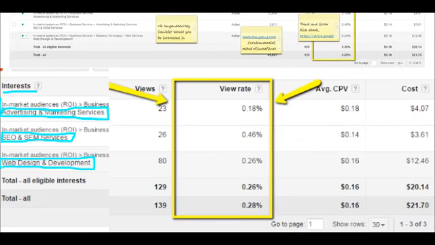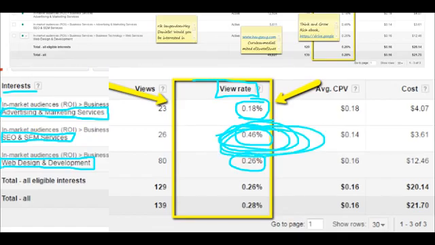Now, what you'll see is, I don't have a lot of data here, but we do see some clear trends. I'm looking at my view rate right here, and we see I have a 0.18% view rate, I have a 0.46% view rate, and I have a 0.26% view rate. Now, the one that stands out is obvious, okay? This number right here is much higher than the others.